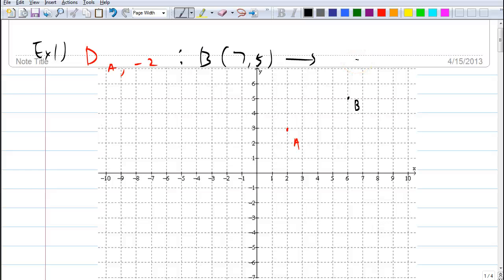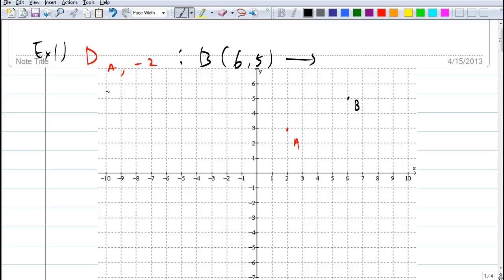So let's do example 1. I want you all to try this. This is a case where the dilation is not on the origin. It's on A, so it doesn't always have to be on O. You have A right here at 2, 3. That is the center of the dilation. And if my B is at 6, 5, it says 7, 5 but it should be 6, 5. Where would B prime be if you were to apply this dilation of A with k equal to negative 2?